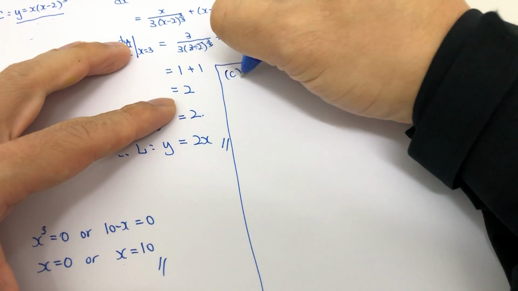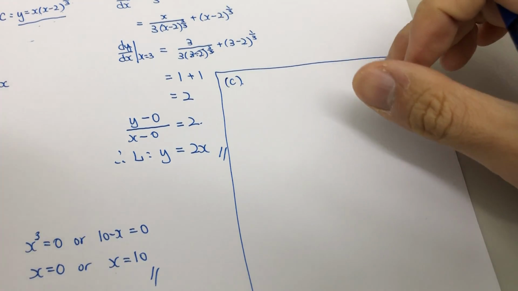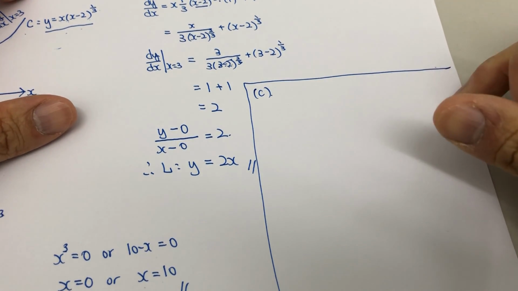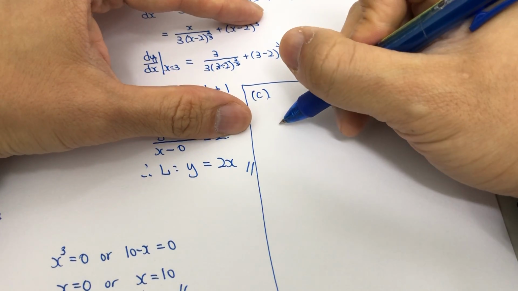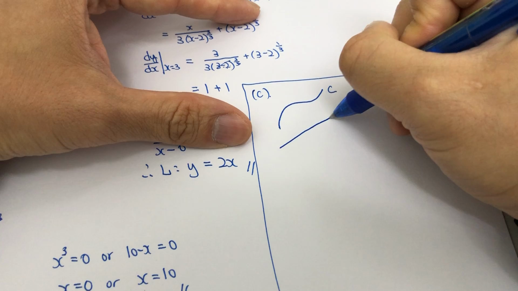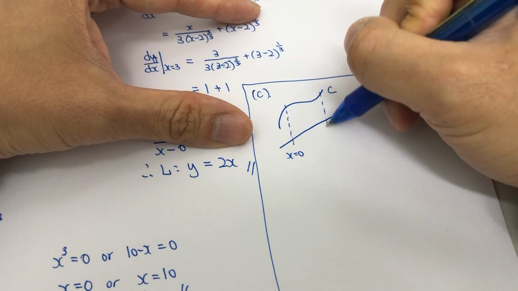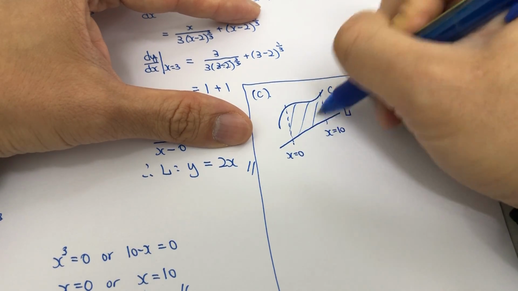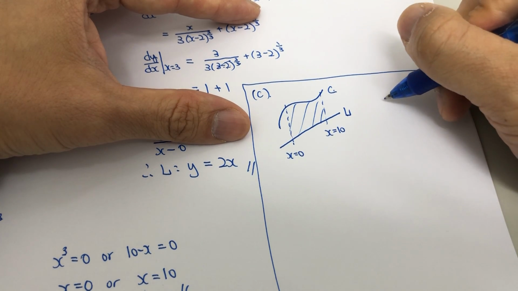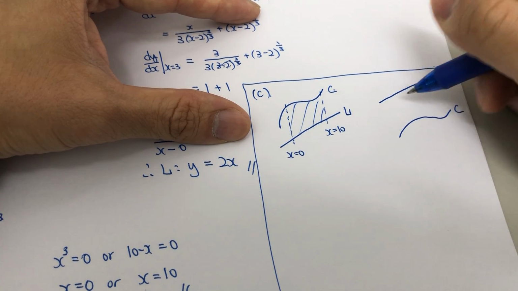Part C. We know that there are two situations. To find the area bounded by the two curves, we need to make sure which one is on top and which one is on the bottom. First of all, if C is on top, the line is on the bottom, so now we are considering x equal to 0 up to x equal to 10. To find this area, we have to use C minus L. But it could also be the line on top, the curve on the bottom.